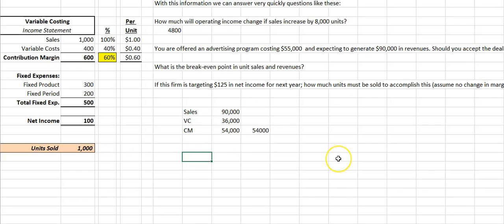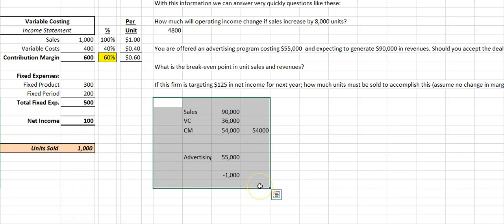But the advertising program is going to cost me 55,000. So I'm actually going to end up losing. This is based on estimates, right? You project a loss of 1,000 if you accept the advertising. If you accept this deal, it's not a good deal.